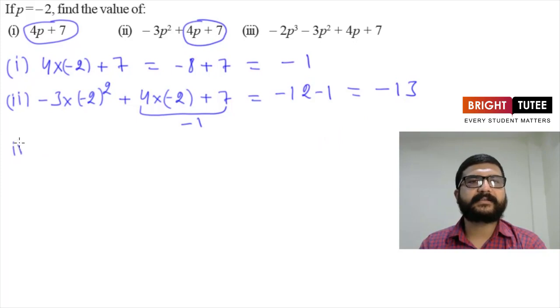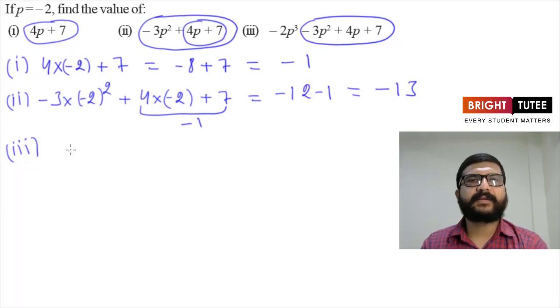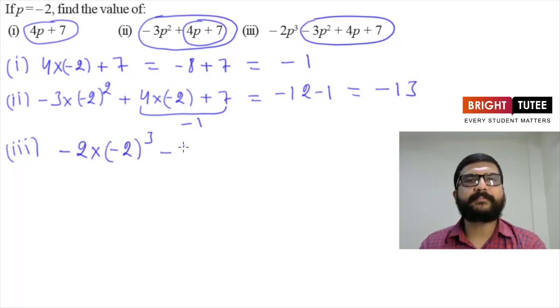Now the third expression. Here we are having minus 2p cube, then minus 3p square plus 4p plus 7. This minus 3p square plus 4p plus 7 is same as this expression and we know its value is minus 13. So what we will do, we will write this as minus 2 into p cube means minus 2 cube, minus 2 into minus 2 cube, and then we can directly put minus 13 instead of this expression.